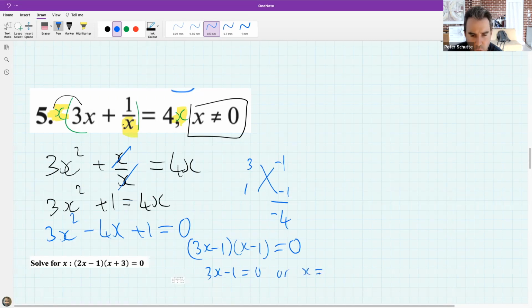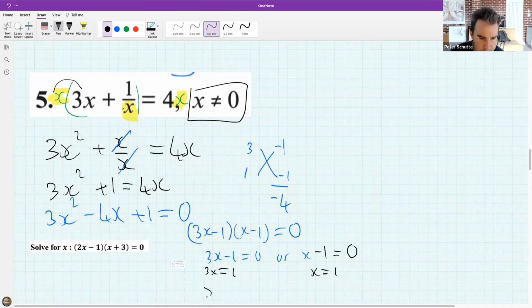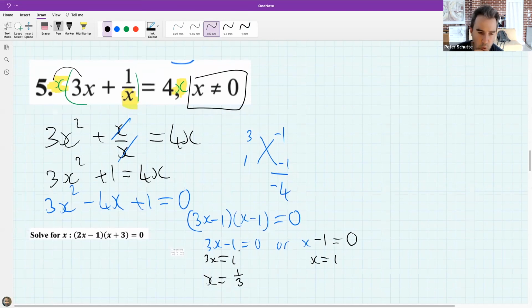Look, and also once you get very comfortable with these, sometimes people do leave out the step where you go equals 0, but you just want to make sure that you know what you're doing before you start leaving steps out. So the answers I get are 1/3 or 1.